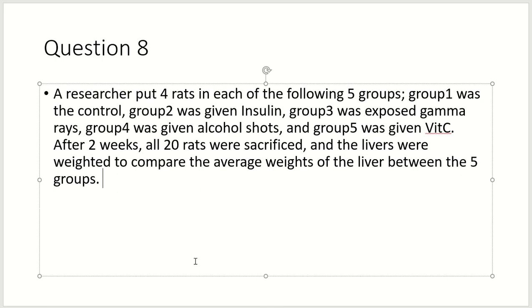So, for instance, if all the groups had the same weight of liver except for vitamin C, which is different from the rest, then you still reject the null hypothesis. Okay, any departure from the null hypothesis you're going to reject. Okay, what is your outcome? What is your dependent variable? Weight of the liver. What is your exposure? What is your independent variable? What is your grouping variable? Well, it's the different exposure, whether they received nothing, or insulin, or gamma, or alcohol, or vitamin C.